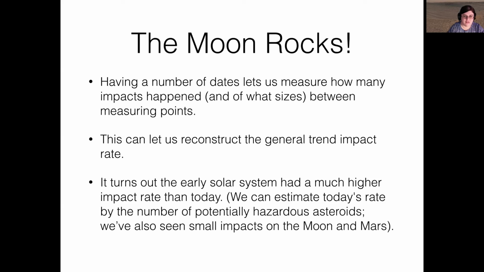And we know today's rate by small impacts on the moon and Mars, and we also can basically count the number of things that could hit the various bodies in the inner solar system and how big of a crater they'd likely leave, to get an idea of what the impact rate is today.